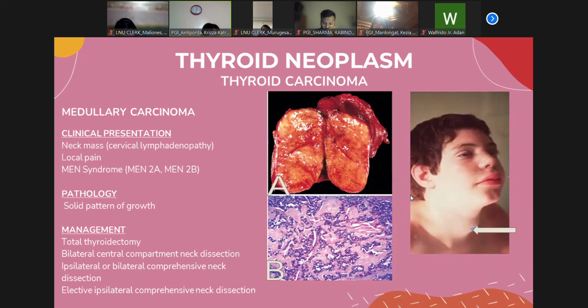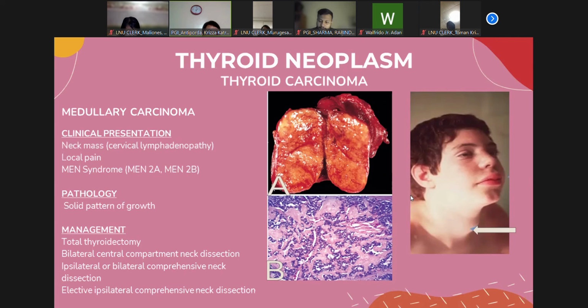Next one is the medullary carcinoma. Medullary carcinoma is approximately 5%. As I was saying a while ago, this is the only malignant thyroid carcinoma that arises from parafollicular cells or C cells. Usually the patient presents with a neck mass associated with palpable cervical lymphadenopathy. Local pain is common, and the patient may indicate the presence of local invasion, which may be associated with dysphagia, dyspnea, and dysphonia.